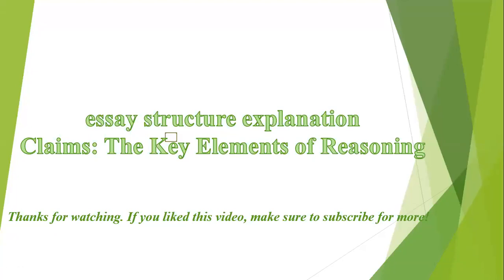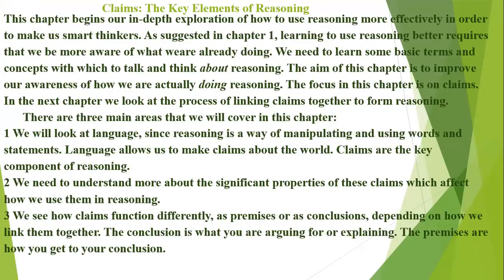Claims: the key elements of reasoning. This chapter begins our in-depth exploration of how to use reasoning more effectively in order to make us smart thinkers. As suggested in Chapter 1, learning to use reasoning better requires that we be more aware of what we are already doing. We need to learn some basic terms and concepts with which to talk and think about reasoning. The aim of this chapter is to improve our awareness of how we are actually doing reasoning.